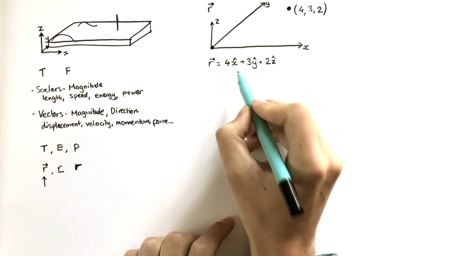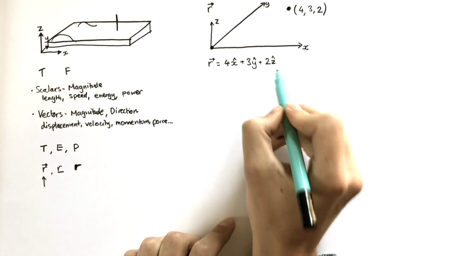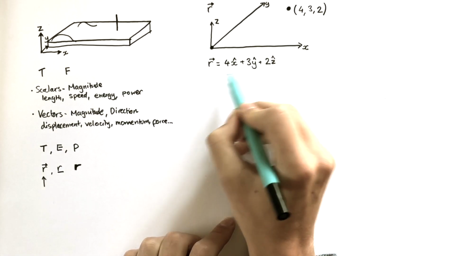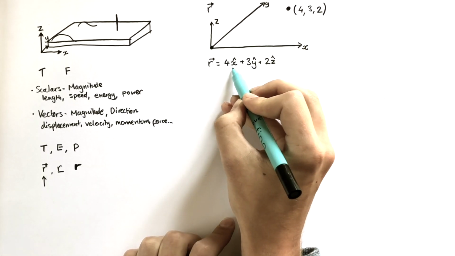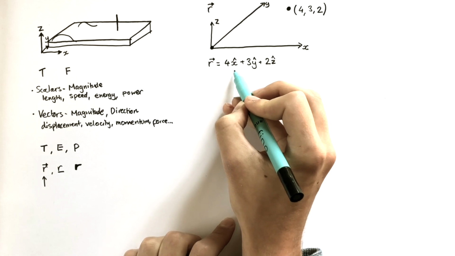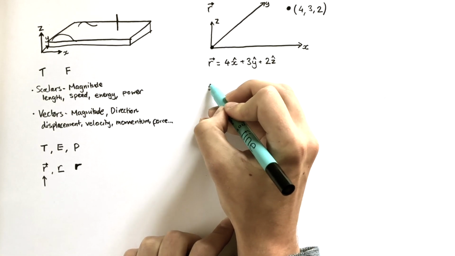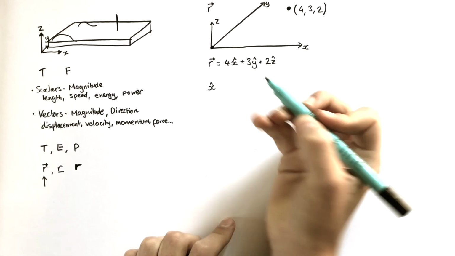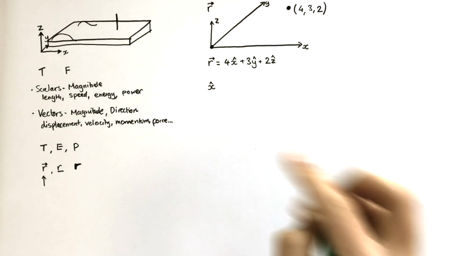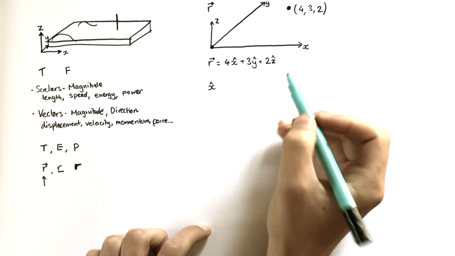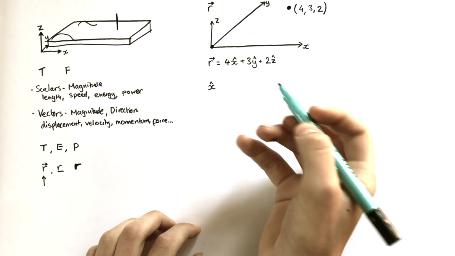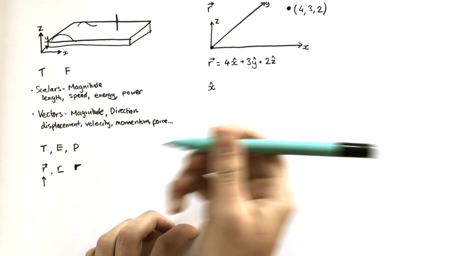Now, what are these funny little things I've introduced right here? Well, these are the unit vectors that correspond to our coordinate system. This x hat is in itself actually a vector, but all it does is point in that particular direction. It doesn't have a magnitude of itself. All it has is a direction associated.